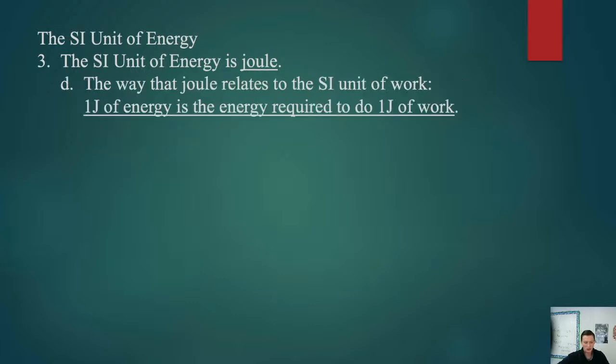Okay, moving on, number 3, letter D. The way that a joule relates to the SI unit of work. 1 joule of energy is the energy required to do 1 joule of work. That's pretty easy, right? If we're measuring energy in joules, 1 joule of energy is the energy required to do 1 joule of work. That's pretty common sense. Thank you, Adrian.